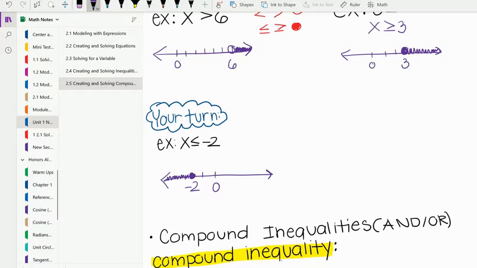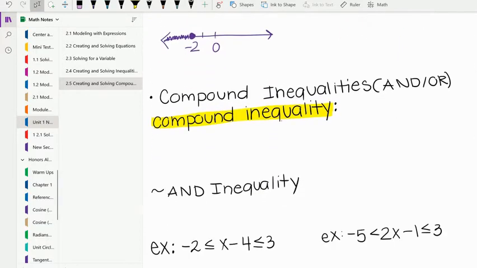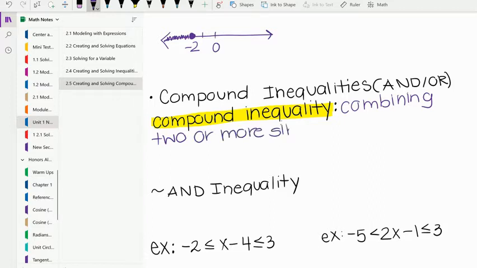All right, the next one is our main point today, studying compound inequalities. We're going to be looking at and and or inequalities. A compound inequality is just combining two or more simple inequalities. And we are going to look at and and or.